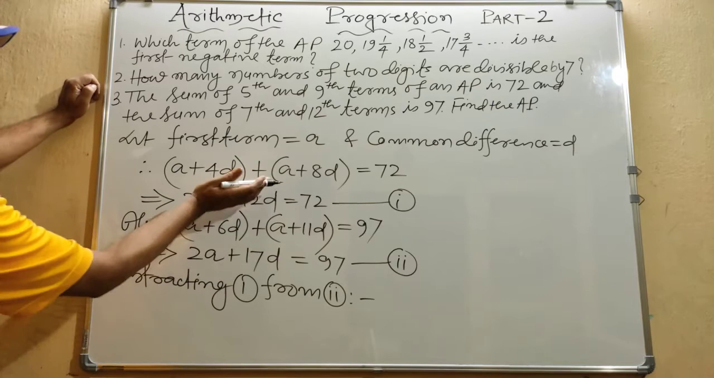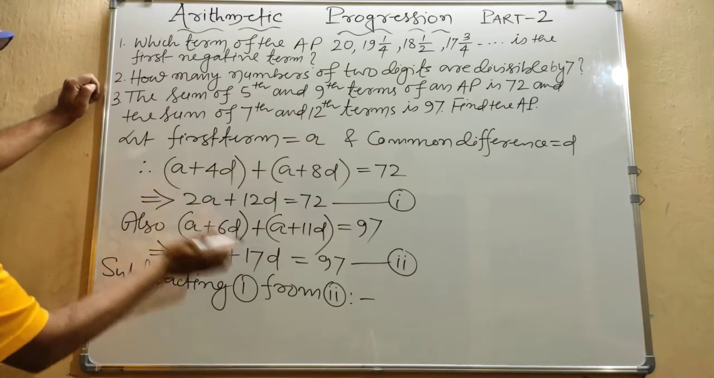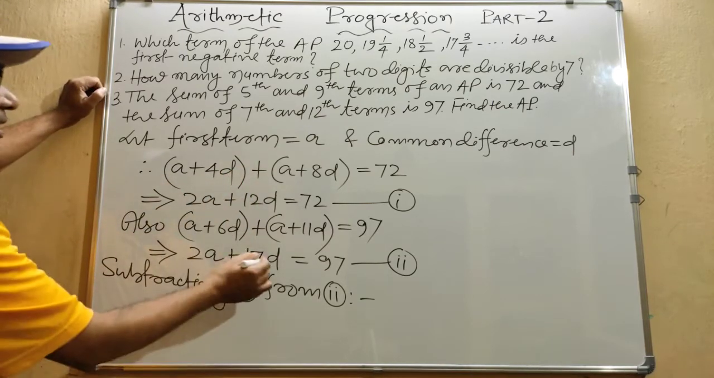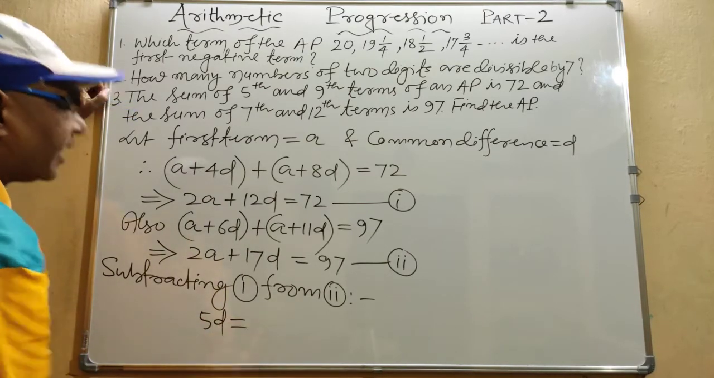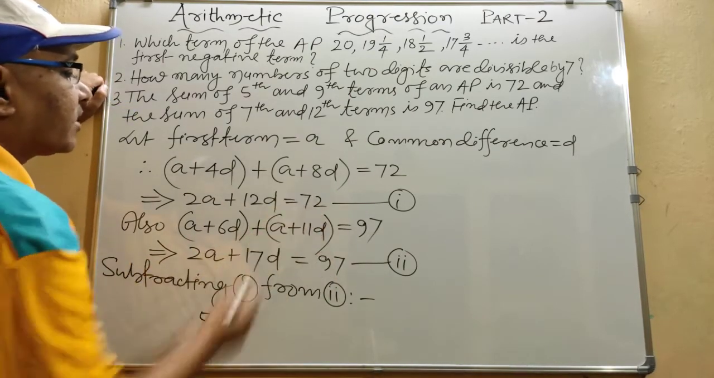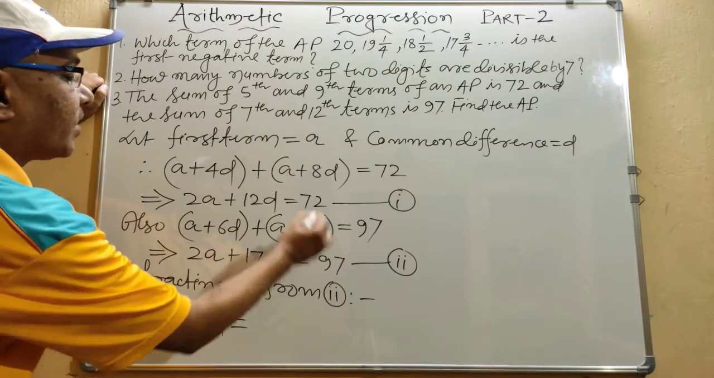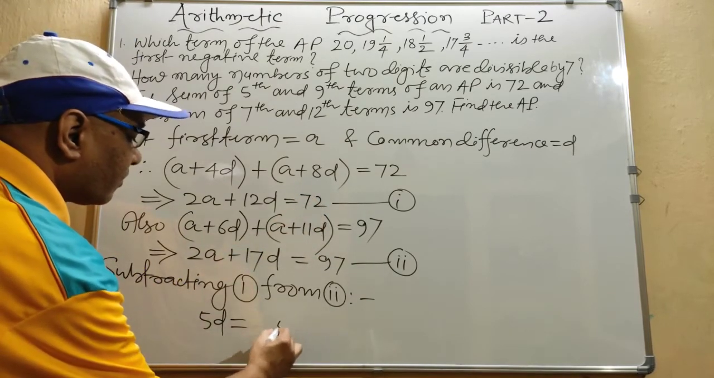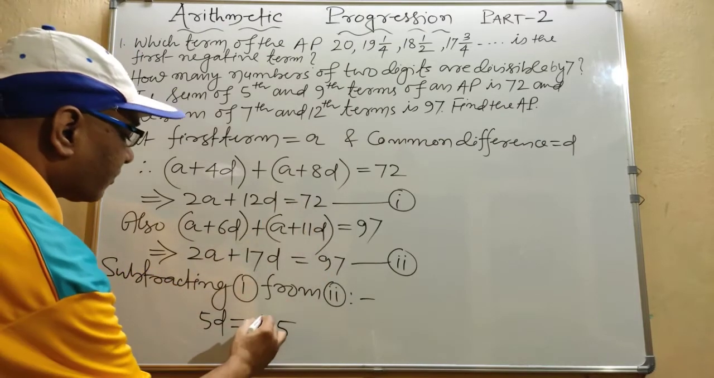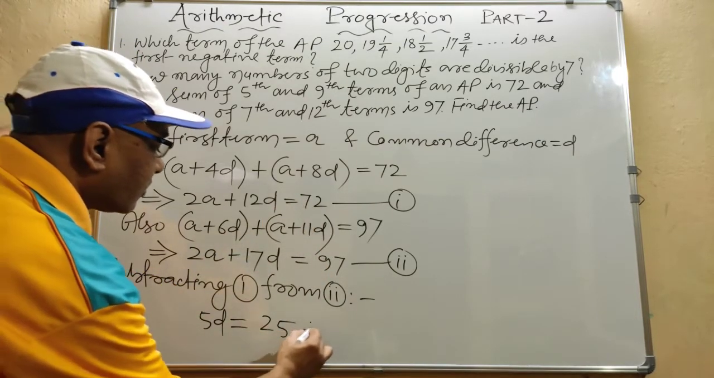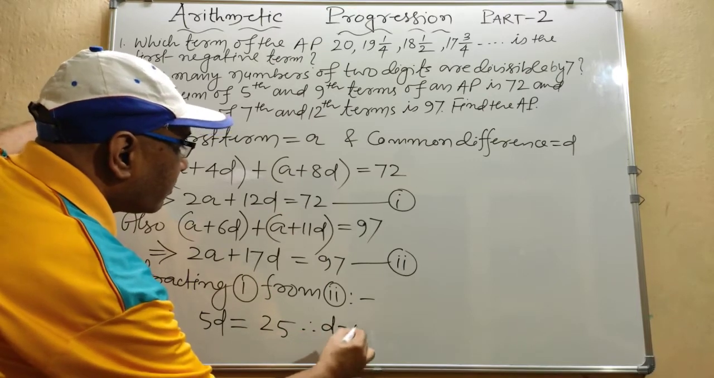So if you subtract this from this, 2A will cancel, 17D minus 12D will give you 5D, and this side 97 minus 72, 7 minus 2, 5, and here 9 minus 7, 2. So you will get D equal to 5.